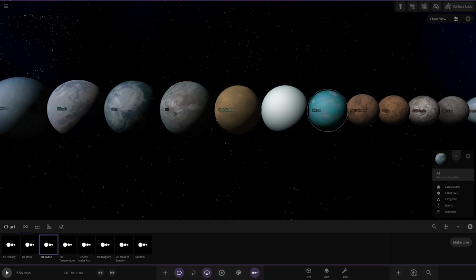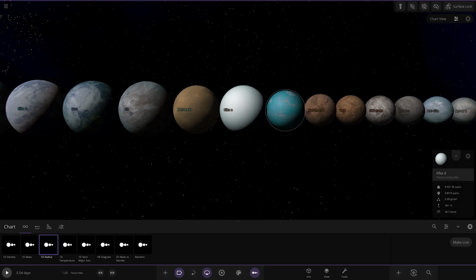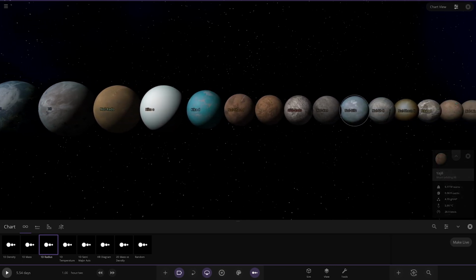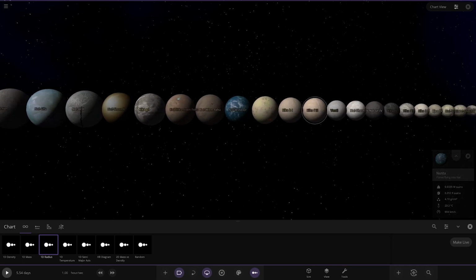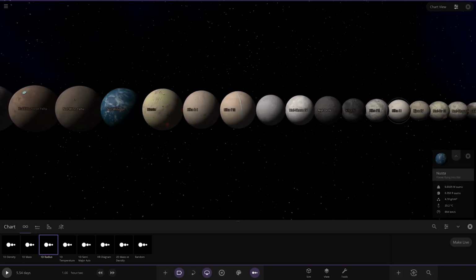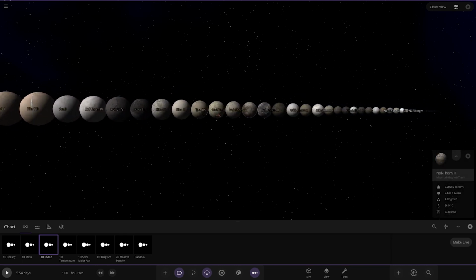Obviously, some of them have got Earth-like conditions. Obviously, you've got the methane one that's probably the most unique of the bunch. And then there's a lot of greys in here, and the brown, cream colours. So, there you go. There's one of the Earth-likes again. Cool. But there we go. So, that does it for this system.